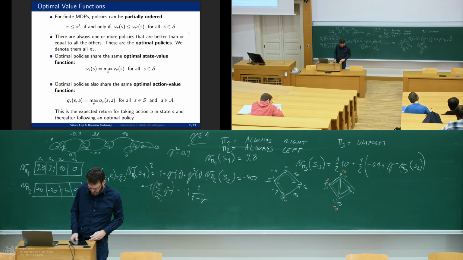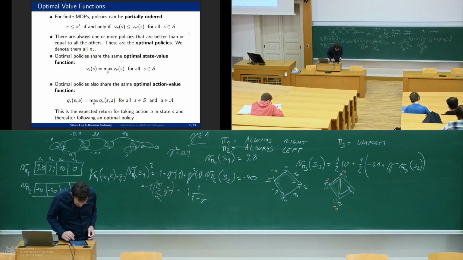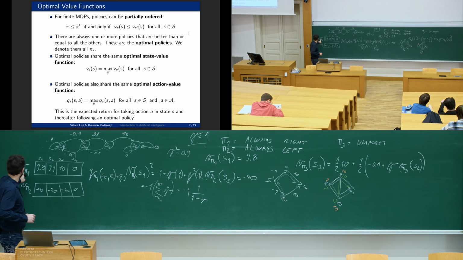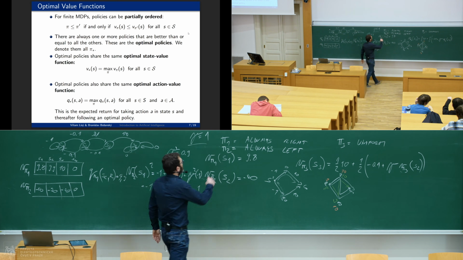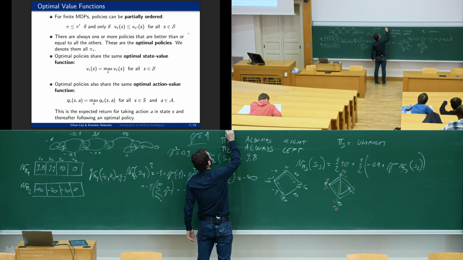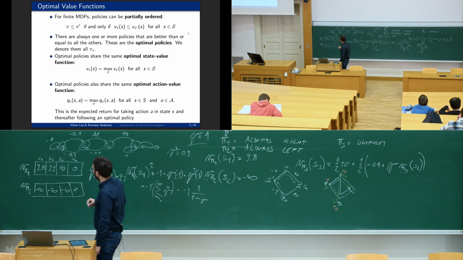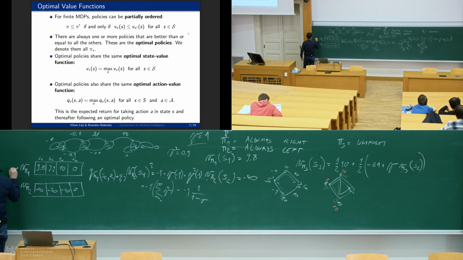Did I want to say anything more here? No. So in this example, the P1 was the optimal policy, and we denote the optimal policy by pi star and the optimal value function by V star.